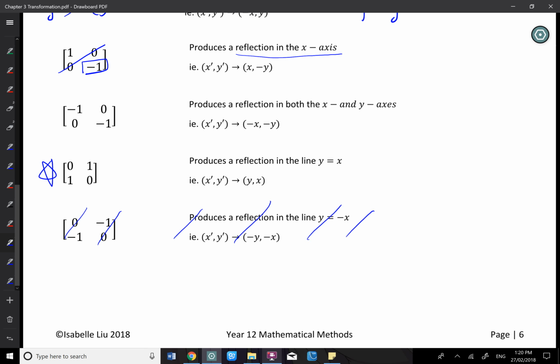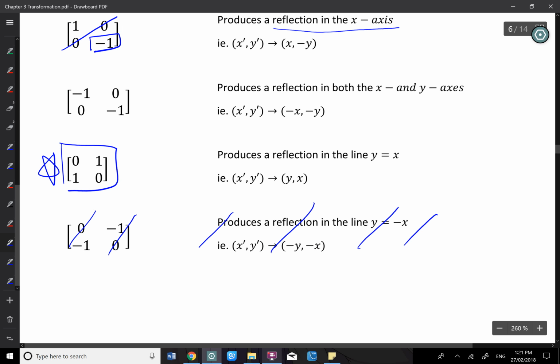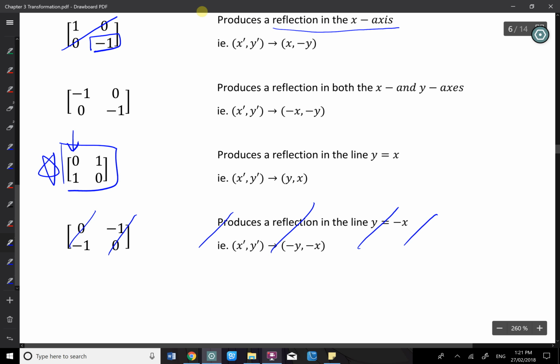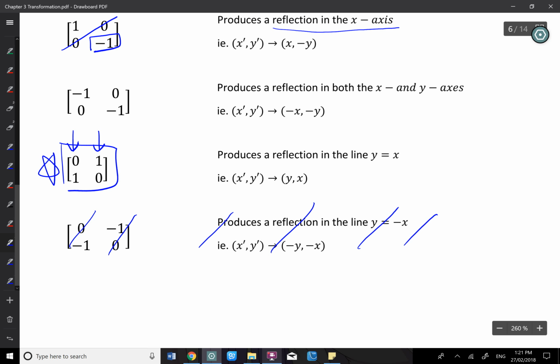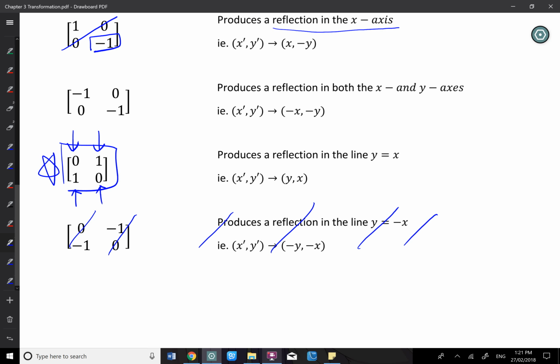This will be represented by this matrix. Let's have a think about this matrix. Originally, the 2 spot for 0 should be 1, 1. Now it means the original x disappeared and became a new y value, and the original y disappeared and became an x. So x dash becomes y, y dash becomes x. You swap the x and y values. So that's how this matrix represents it.